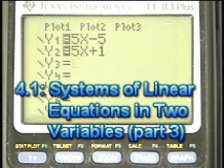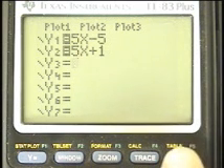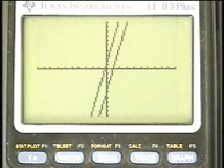One more thing that we need to consider is that we have different types of systems. All the systems we've looked at so far have had one solution. Let's look at what happens when we graph this system, y equals 5x minus 5 and y equals 5x plus 1. There are the graphs. Of course, they have the same slope, therefore they're parallel. If they're parallel lines, they'll never intersect.